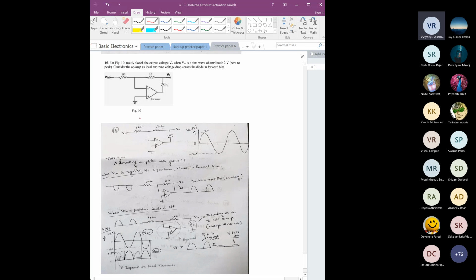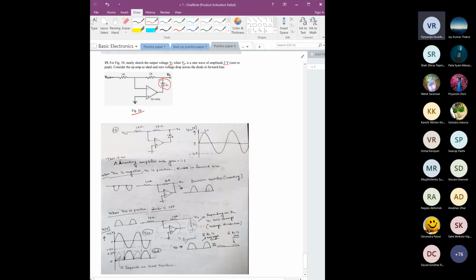For figure 10, that is this figure, neatly sketch the output voltage when V in is a sine wave of amplitude 2 volt, that is 0 to peak. Consider the op amp ideal and 0 voltage drop across the diode in forward bias. Here the only difference is that we also have one diode, and after that we have the output voltage. So this is basically the circuit, and here it is 1 volt, 1 volt.